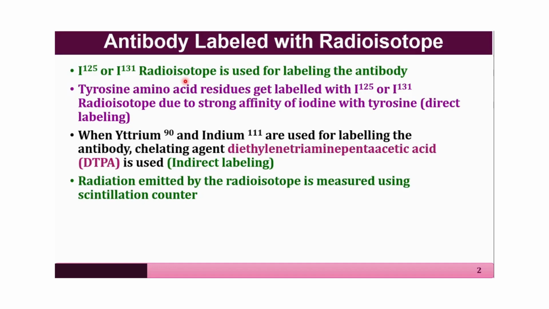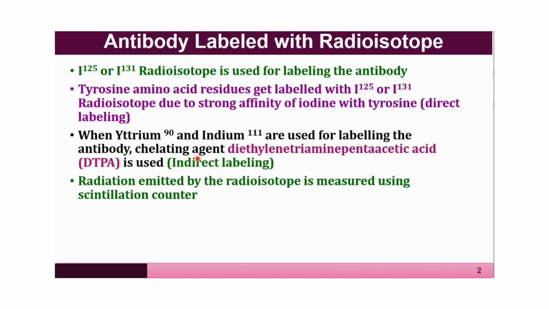Whereas when yttrium or indium are used for labeling the antibody, a chelating agent called diethylene triamine pentaacetic acid is required. In short form, it is called DTPA, which is used as a coupling agent or a chelating agent, which will help in binding of radioactive yttrium 90 or indium 111 to the antibody, and it is called indirect labeling.